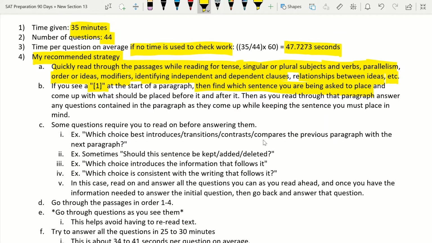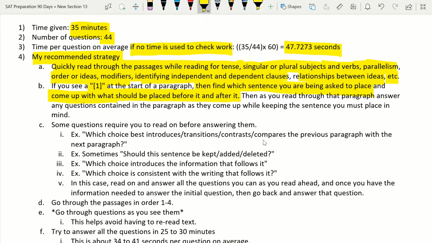Okay, and here's why. When you know what sentence you have to put in, say there's a sentence you have to put in and they want to know which sentence you should put it in after, you can take a look at that sentence and come up with what should come before it and what should come after it. And then by doing that, you're able to place it as you read through the paragraph.